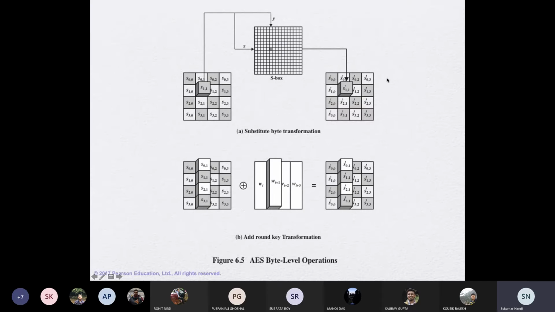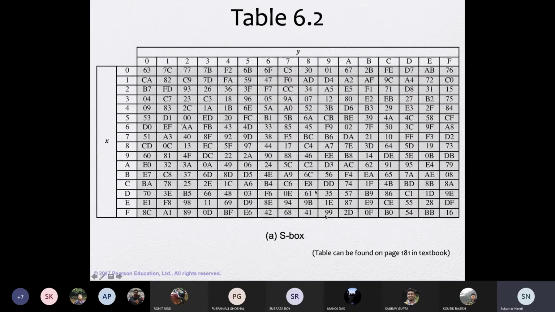Then we discussed about the substitution case. What we discussed in substitution is that there should not be any fixed point, that is 0 should not map to 0. So substituting 0 with 0 is not allowed in Rijndael AES. Also, no opposite fixed point, that is substitution of A should not be the complement of A, and that we discussed here.